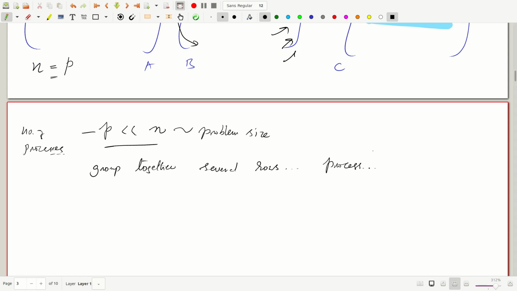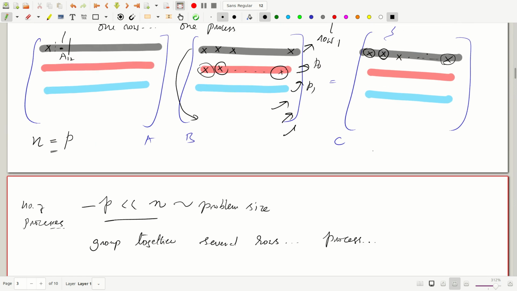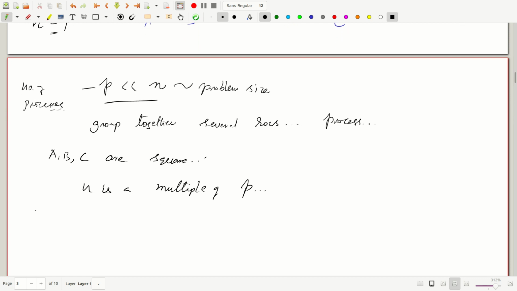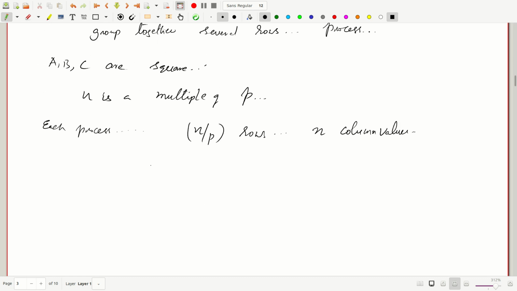If we do that, then we have to come up with a way to do the same problem in a slightly different way, because now we have a group of rows being assigned to every process, okay. So let us say your A, B, C matrices are square, for the sake of simplicity, and also assume that n is a multiple of P, so that each process contains n by P rows and n column values, right. That means each process would hold a matrix of size n by P by n. Okay, so that's what we have.